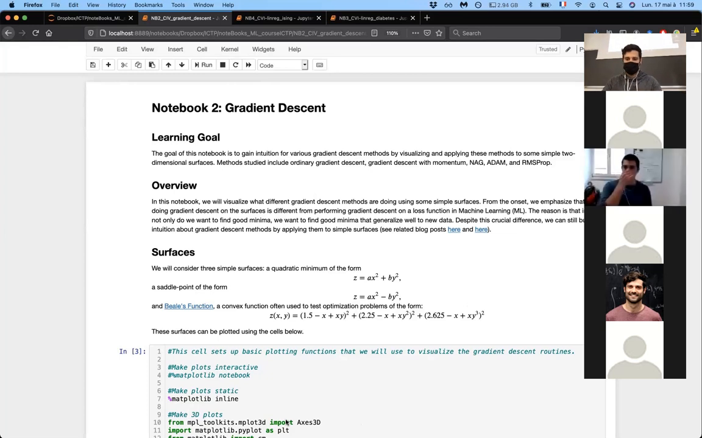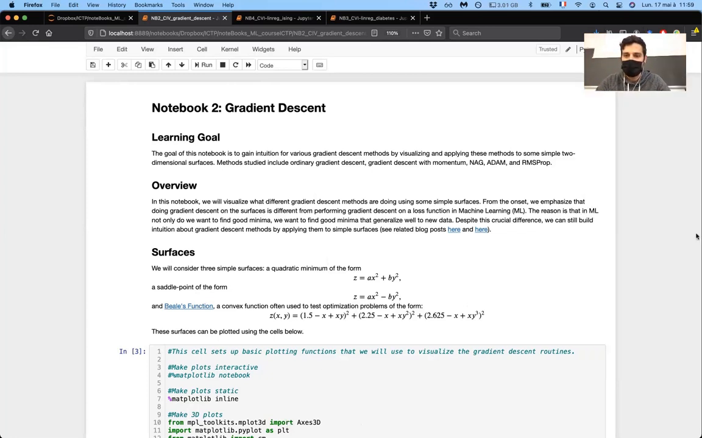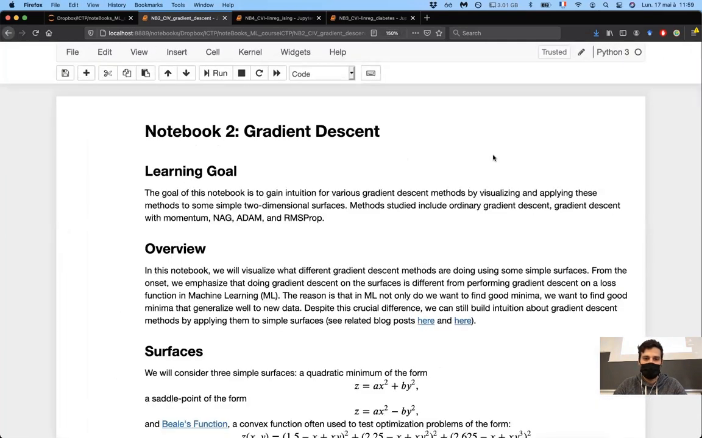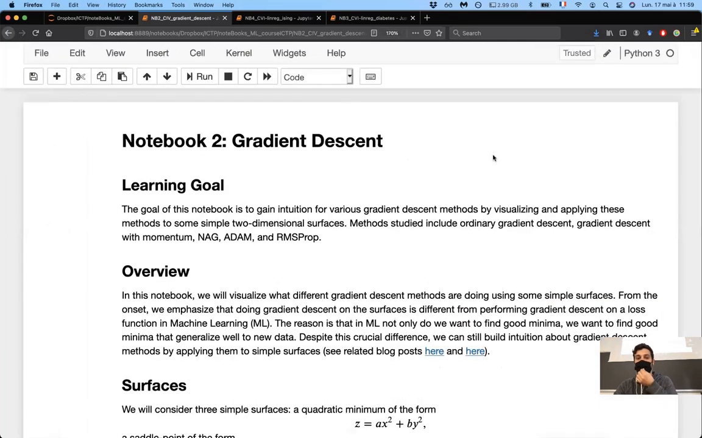All right. So this is notebook number 2 on gradient descent algorithms. As usual, I will not go over the details. This is your job. These things are self-contained. You just have to understand and run the examples by yourself. So let's see.